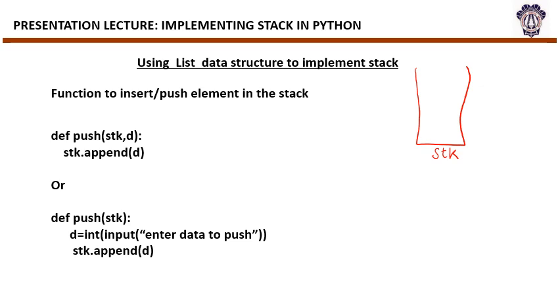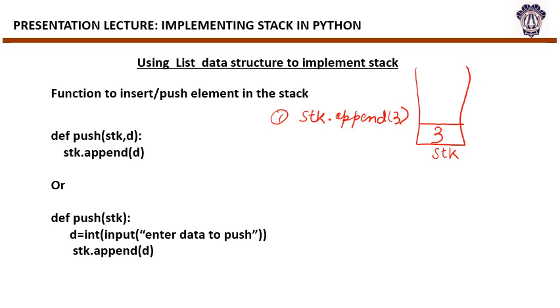Now we want to add an element to this list. We have already read append. Append function simply adds an element to the list. I want to add say 3 to my stack. I'll write what? STK dot append 3. What happens? What gets added? 3 gets added to the list.